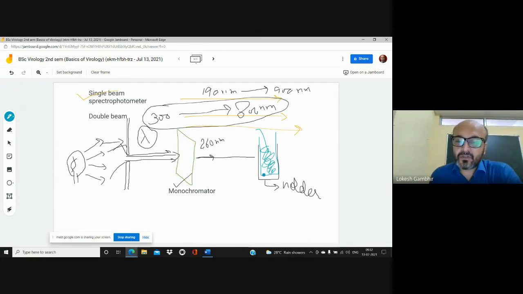Now let's talk about this cuvette. If you are using UV, there are two options: whether you are using UV or you are using visible light. If you are using UV, then you have to use a quartz cuvette. Why? Because UV rays are reflected back from the tube onto the sample. So whatever wavelength you are giving, that wavelength will be reflected back from the tube onto the sample.